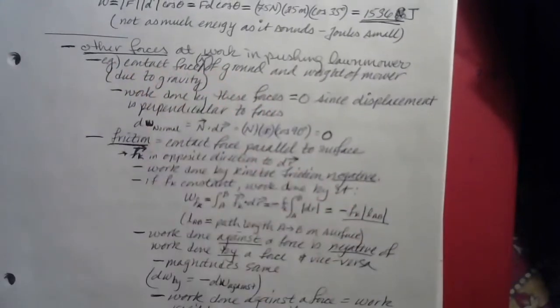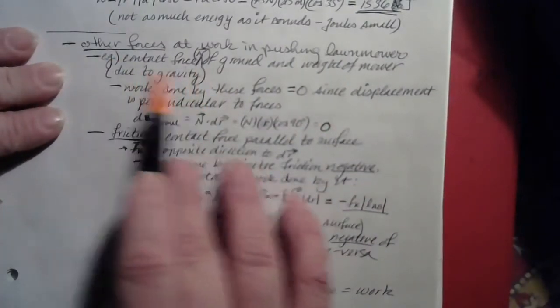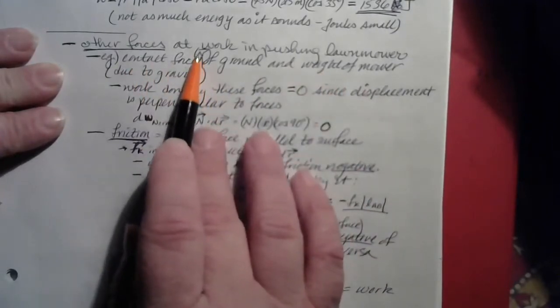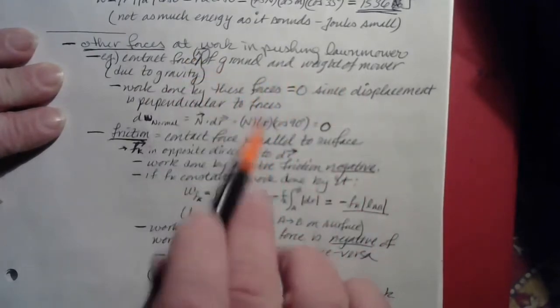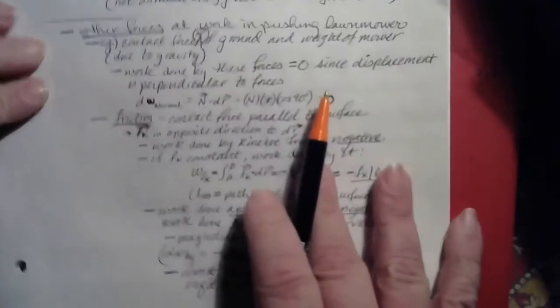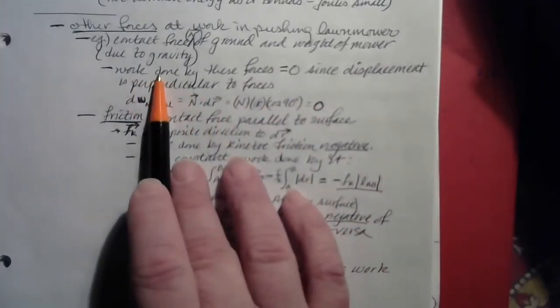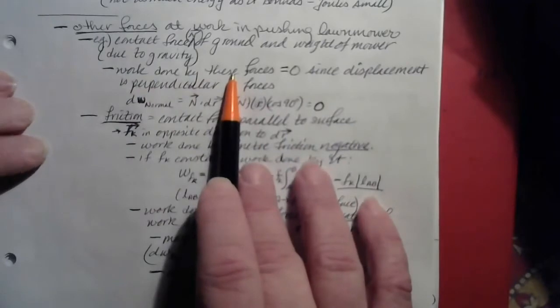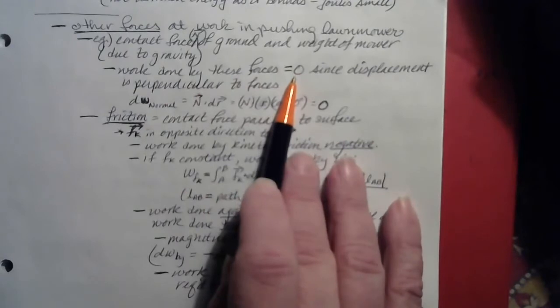There are, of course, other forces at work in pushing the lawnmower. When you are pushing the lawnmower, there are contact forces of the ground and the weight of the mower. The contact force of the ground that's related to weight would be the normal force. So you've got, again, the weight of the lawnmower pushing down and the normal force of the ground pushing back up on the lawnmower. But there's no movement of the lawnmower up or down. And that means that any displacement of the lawnmower is perpendicular to the weight and the normal force. And so no work is done by those forces.